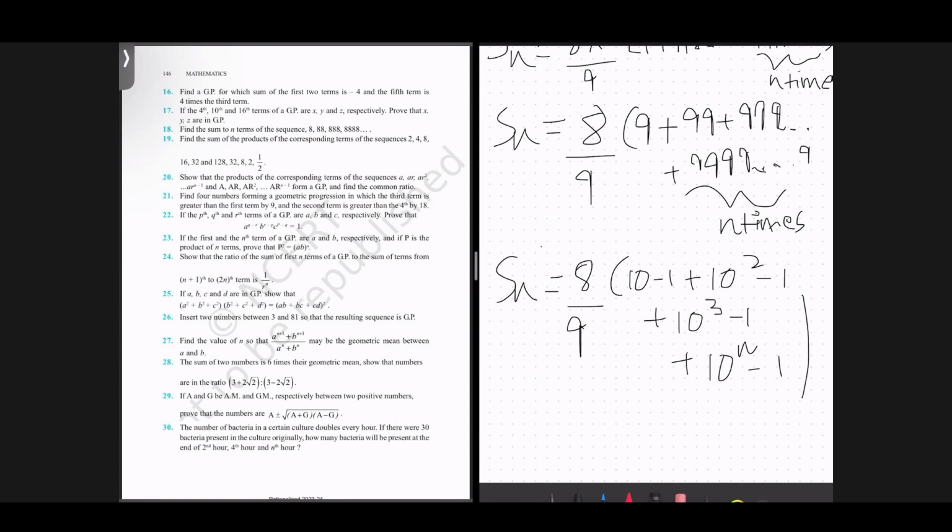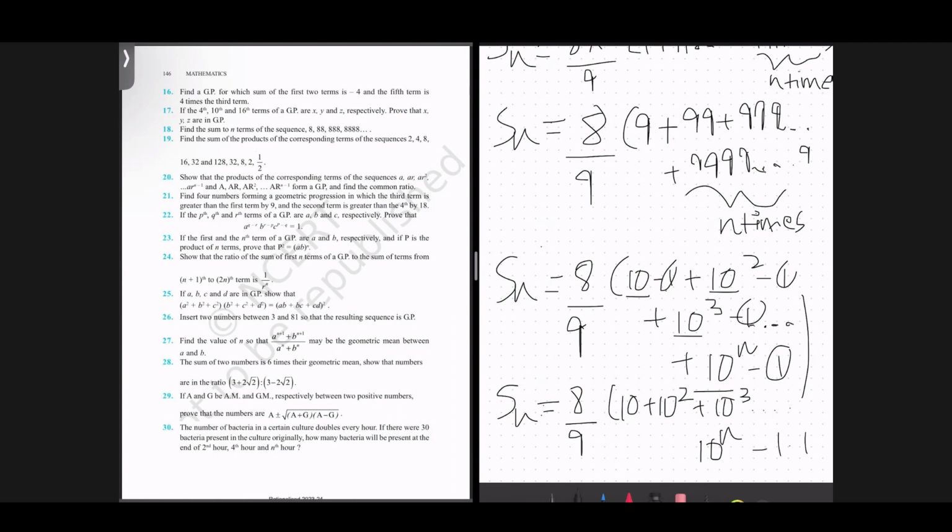If you now observe carefully, these terms 10, 10 squared, 10 cube up till 10 raised to the power n are going to form a GP, right? And in the end, you subtract 1 n times from all of these terms. So our Sn now becomes 8 upon 9 into 10 plus 10 square plus 10 cube up until 10 raised to the power n, minus 1 minus 1 minus 1 for n times.